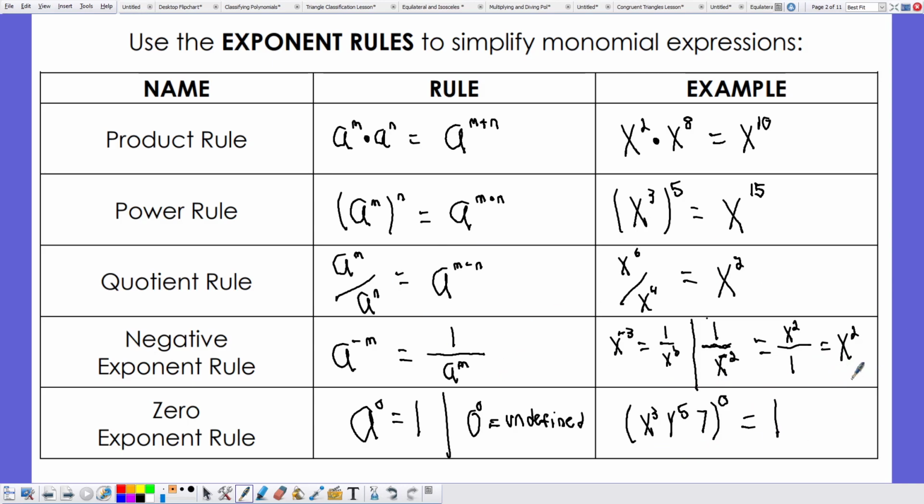Now, in the next videos, we will see exactly how we can properly use these exponent rules in actual problems.